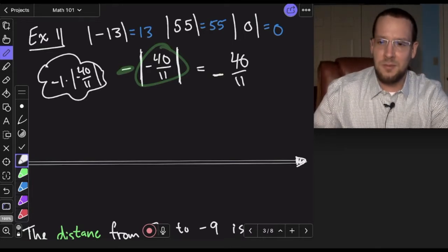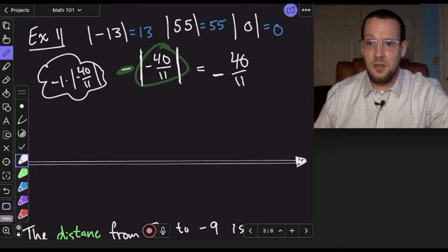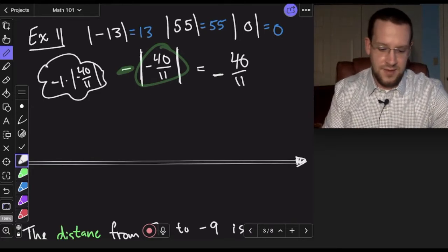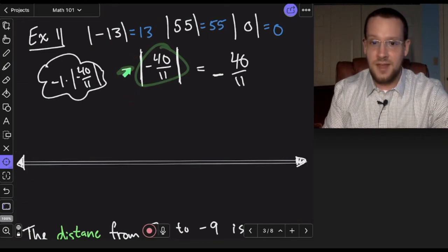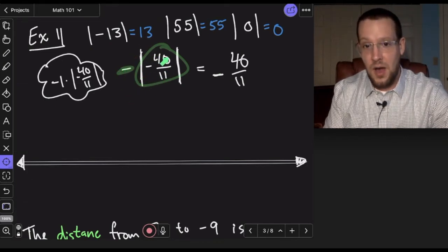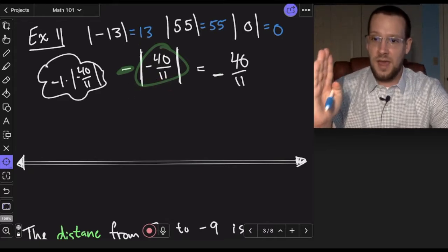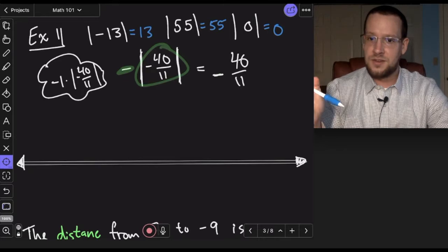I always like to think of them as multiplication by negative 1. Another way to think of it is that the absolute value blocks the negative. So this absolute value sign is actually blocking this negative from affecting whatever the value of the quantity inside of the absolute value is. So it's giving you that swift karate chop.